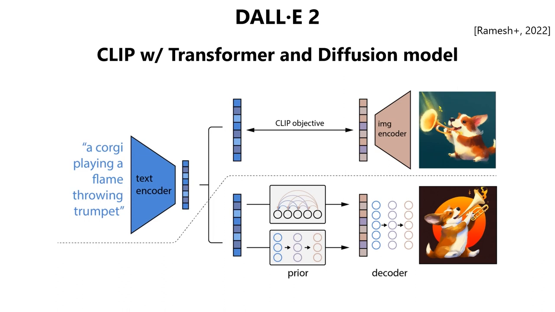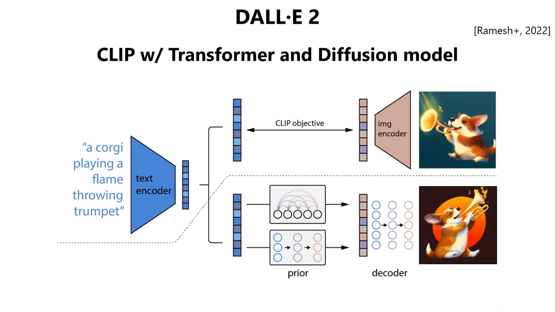DALL-E 2 has a network structure called CLIP and leverages image and text representation learning and a diffusion model. When features are extracted from input text, they are made to be close to image features extracted from paired images in value by the representation learning CLIP. When the text features are fed into the diffusion model, it gradually transforms the image from random pixels to realistic images like this.